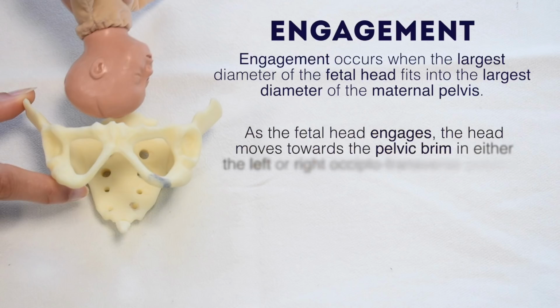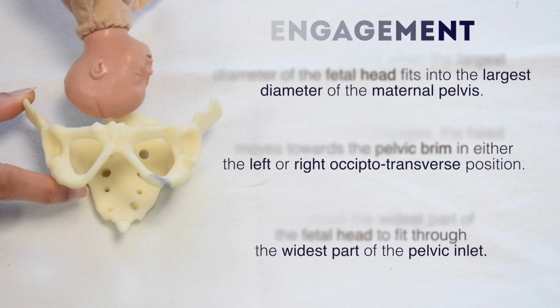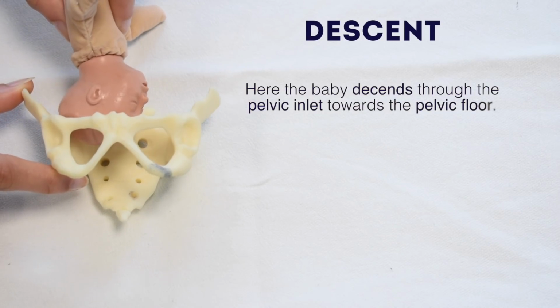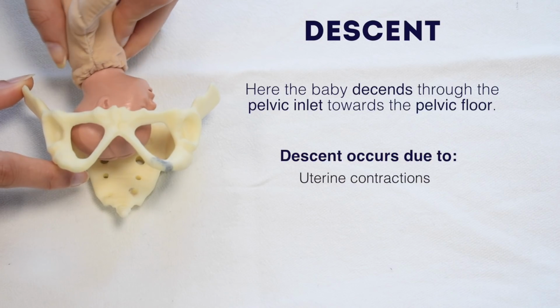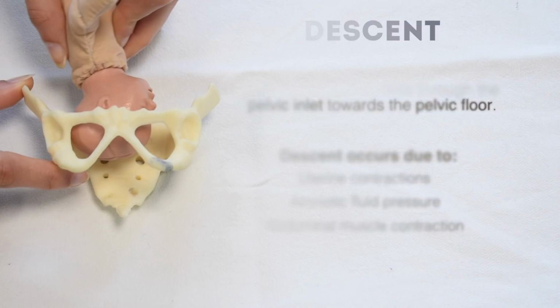As the fetal head engages, the head moves towards the pelvic brim in either the left or right occipito-transverse position, so the widest part of the head fits through the widest part of the pelvic inlet. Descent. Here the baby descends through the pelvic inlet towards the pelvic floor. Descent occurs because of uterine contraction, pressure of the amniotic fluid, and voluntary contraction of the abdominal muscles by maternal effort.